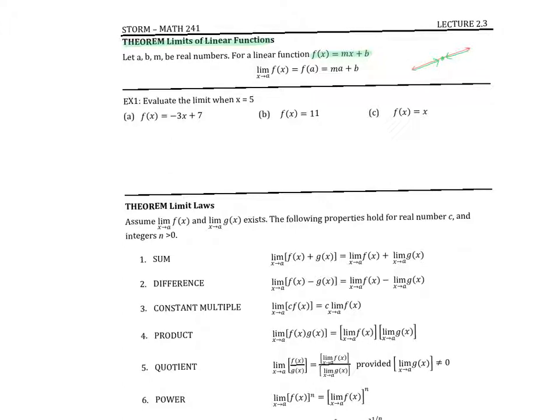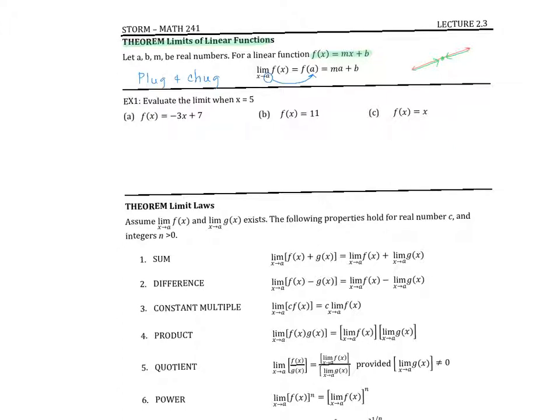So the way we compute the limit for a line is we're not going to do tables, we're not going to do graphs. What we're going to do is what I call plug and chug. And that's what we're going to be doing from now on when we evaluate limits. We're going to do a plug and chug, meaning whatever value you're approaching, you're going to substitute that in for x. So it's just a substitution.